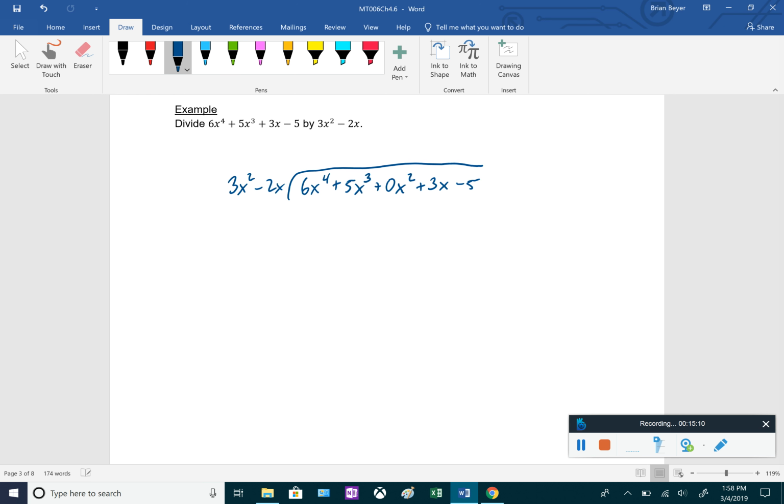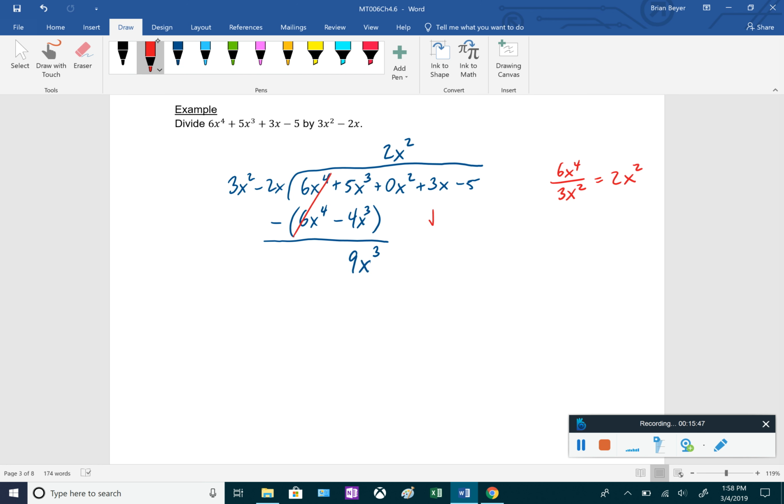Okay, so we're going to divide it. Same thing, it's going to be dividing those highest terms, those leading terms. So 6x to the fourth divided by 3x squared gives us 2x squared. So that's the first term in the quotient. We're going to multiply that by the divisor. We get 6x to the fourth minus 4x cubed. And we know that we're subtracting that. Those cancel. We get 5 minus negative 4, so 5 plus 4, so 9x cubed.